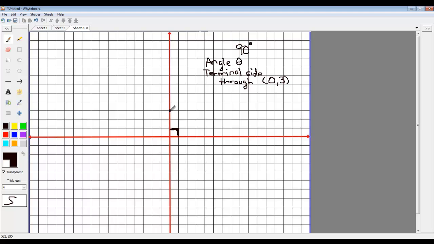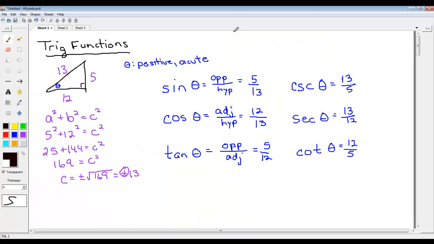So 0,3 being right here. Alright, how the heck do we work with that? What do we do? Well, this is going to take a little bit of revisiting our trig functions.